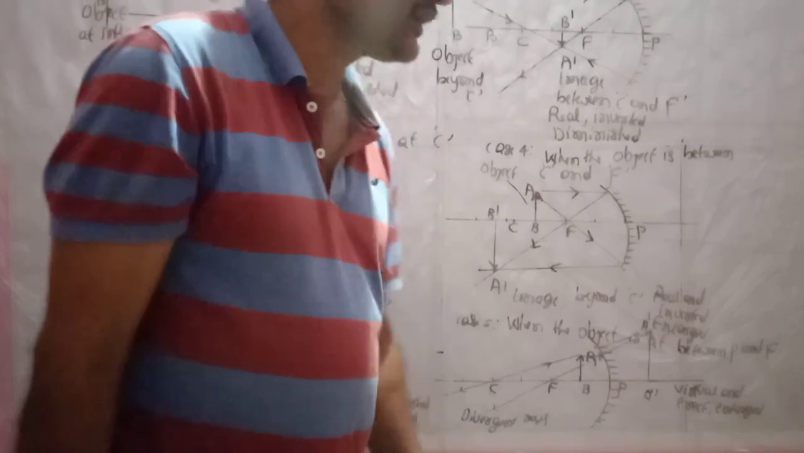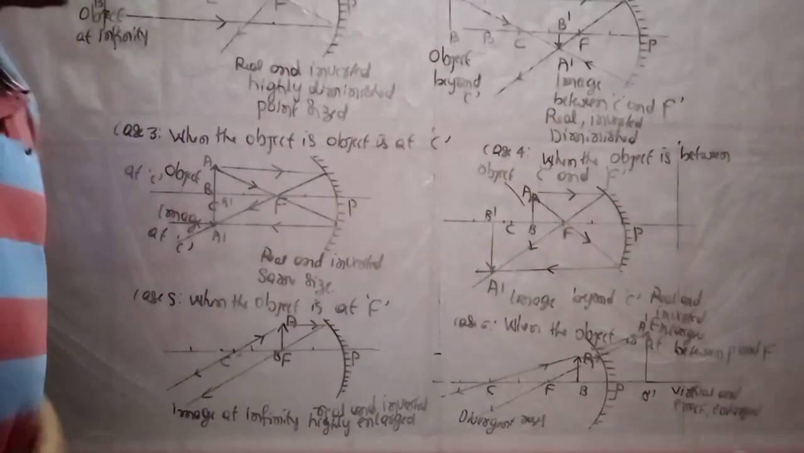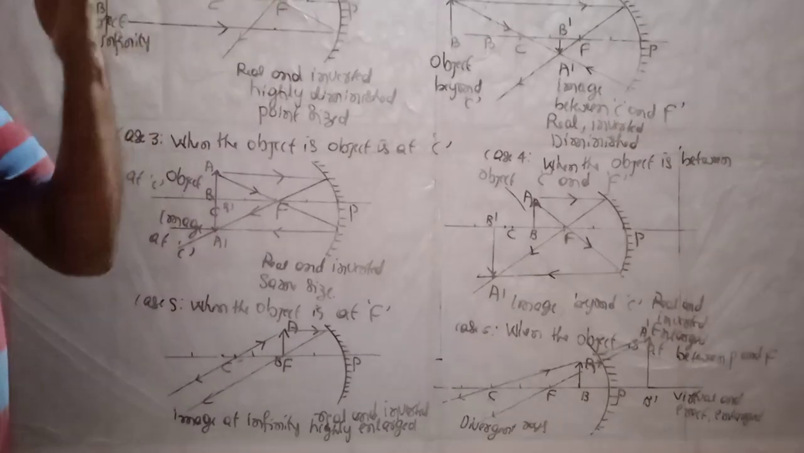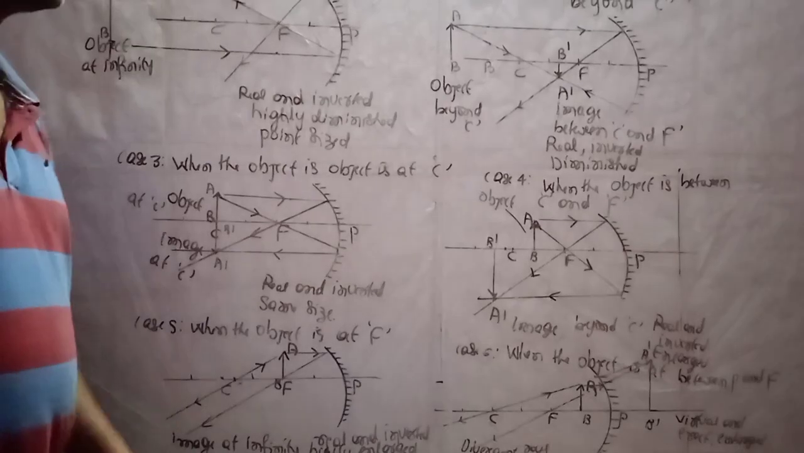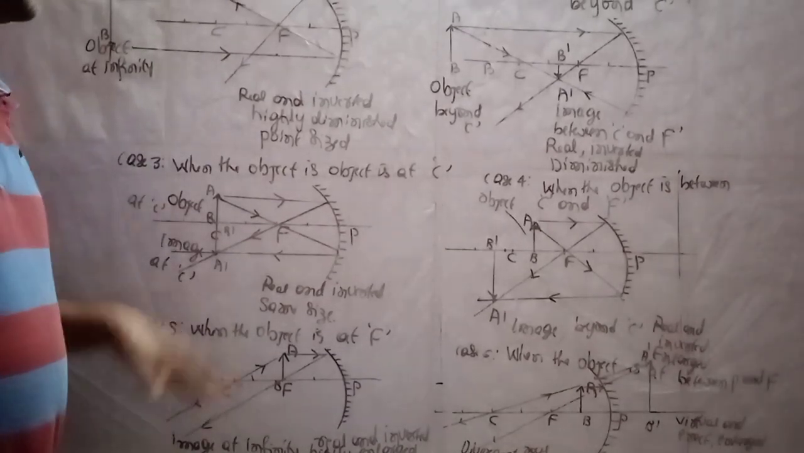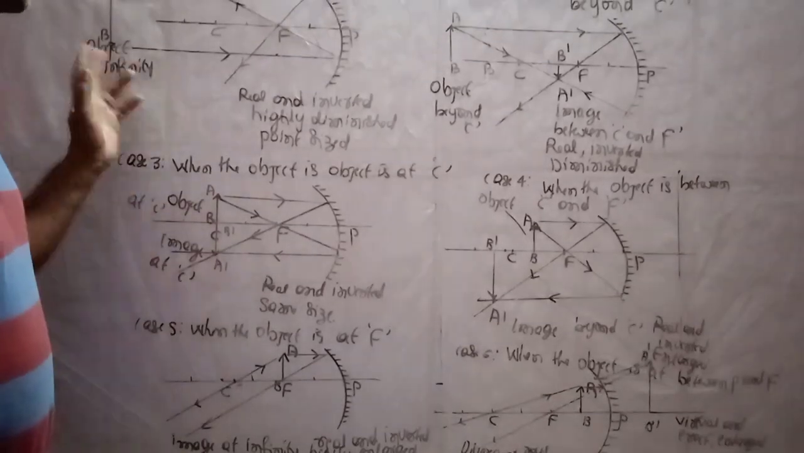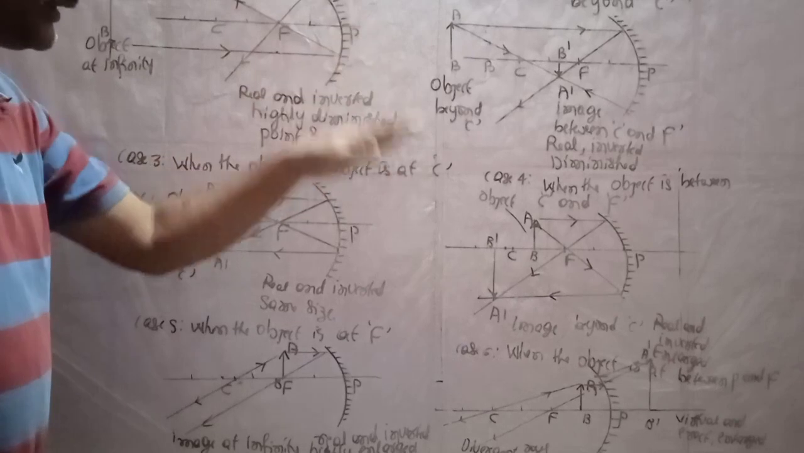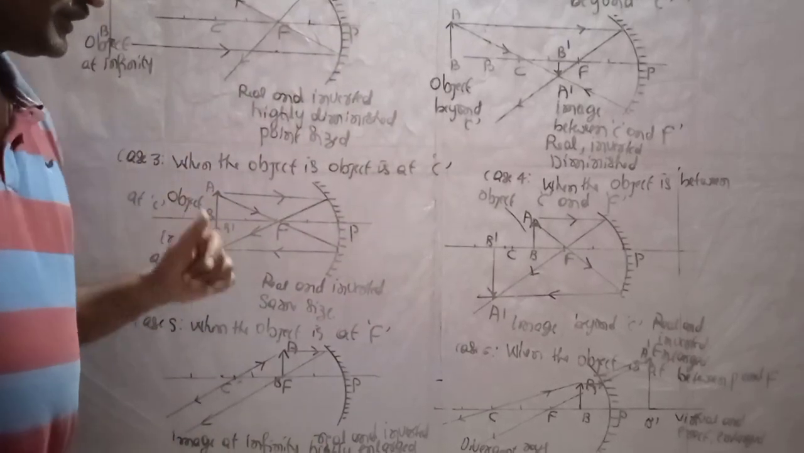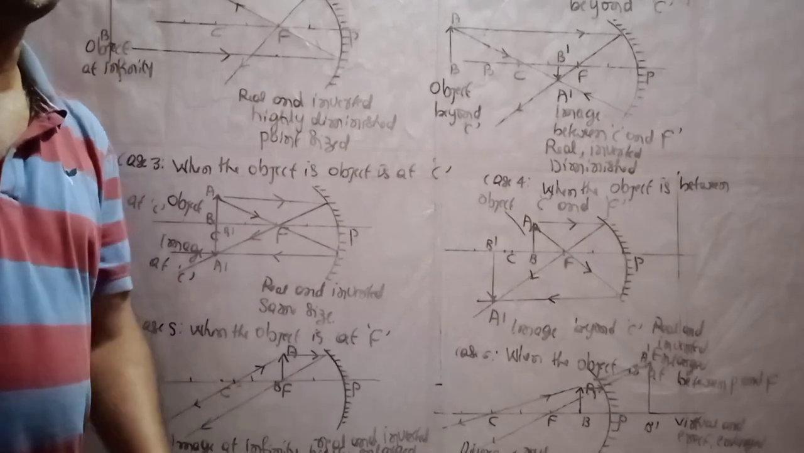I hope, dear student, all the 6 cases are very important from the examination point of view. So note down, try to understand the rules for the formation of images in a concave mirror and the ray diagram, and the nature of images, size of images, position of an object and position of image. All this will be included in these ray diagrams. So try to understand. I hope it will help you in the examination.